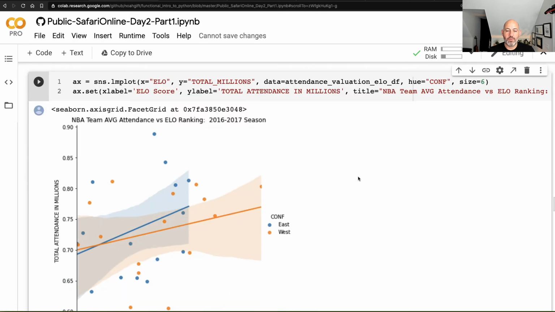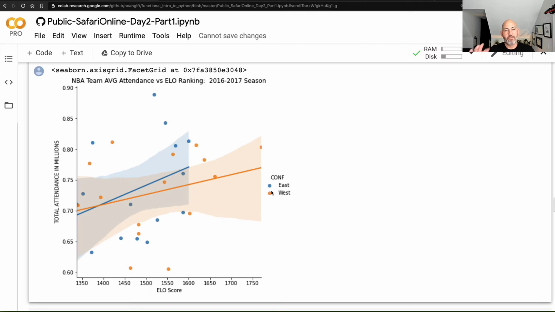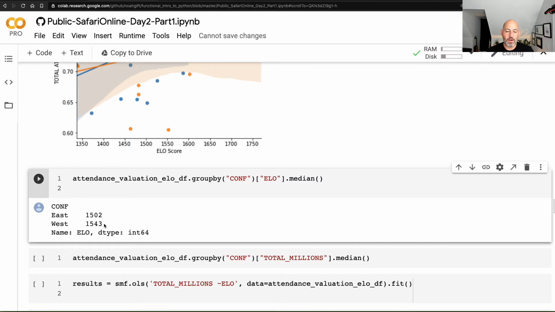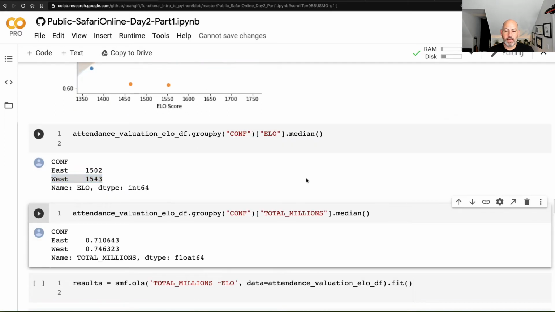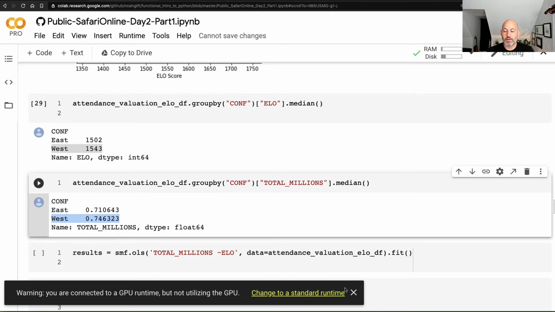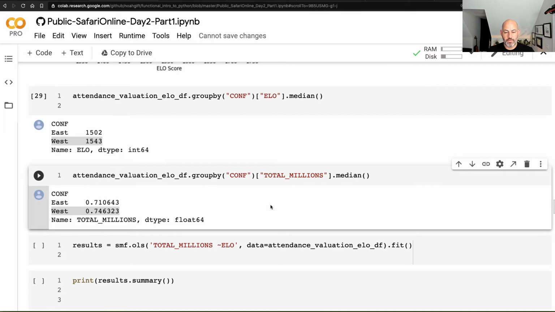And what we see is that there are some slightly different variations between the different conferences in the NBA. So the Eastern Conference, the Western Conference, and the Western Conference is slightly better in terms of the score, and also the total attendance doesn't necessarily seem like it's that linked together with the ELO. We can start to do a group by operation here, and you see that the median ELO for the West is a little bit higher than the East. And also, if we group by, you can see that the average attendance per year in the NBA is also a little bit higher for the Western Conference.